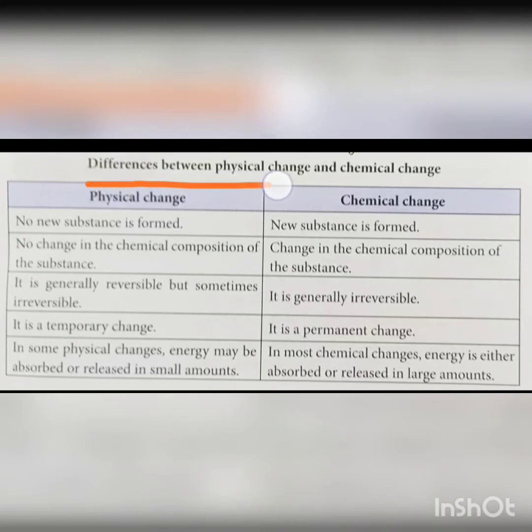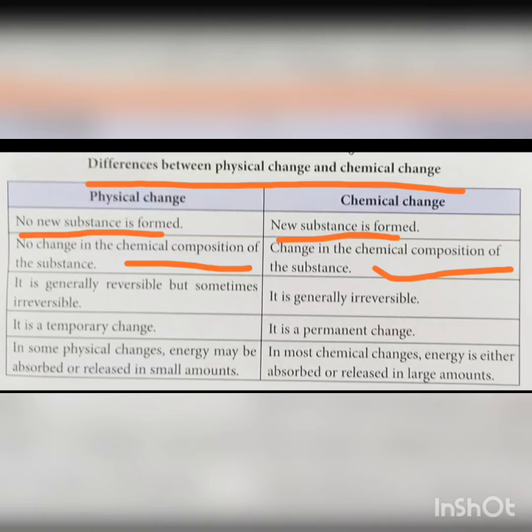Differences between physical and chemical changes. No new substance is formed in a physical change. Chemical change, new substances are formed. Physical change, no change in the chemical composition of the substance. Chemical change, change in the chemical composition of the substance takes place. Physical change, it is generally reversible but sometimes irreversible. Chemical change, it is generally irreversible.